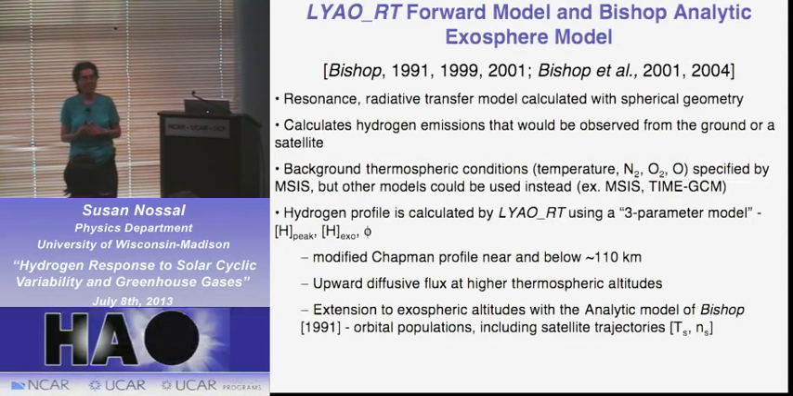One of the challenges in model validation and comparing these Fabry-Perot measurements with these climate models or solar cycle models is that with the hydrogen emission observations, we're looking at a column of emissions, not just at one particular altitude, and that emission depends not only on the density structure, but also on the solar excitation flux, which changes over the solar cycle. So that's the complicating factor.